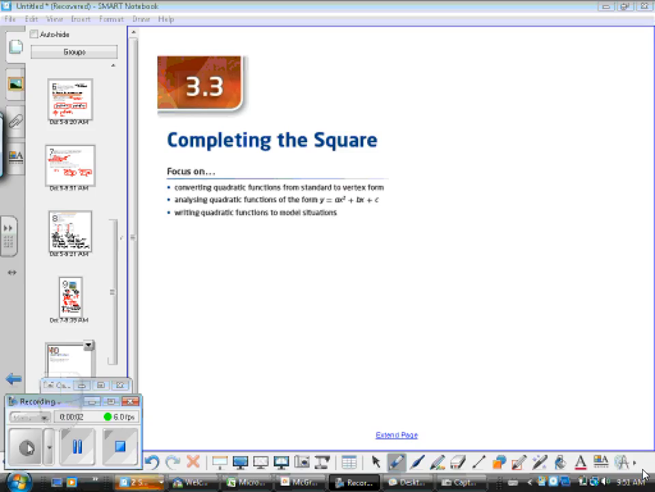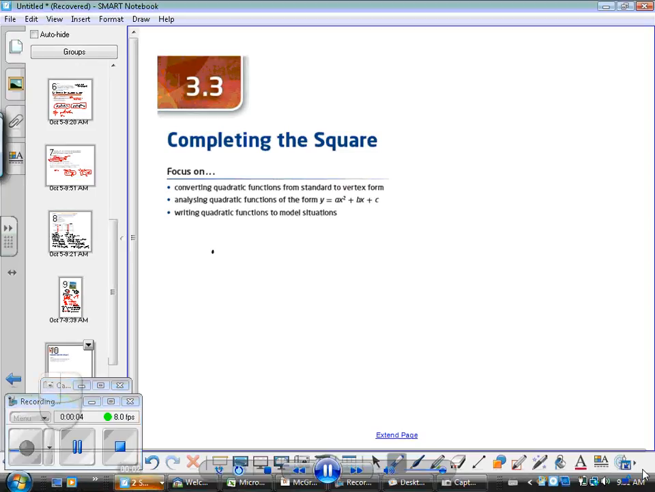Okay, this is the lesson for 3.3. I had a little bit of an issue with the sound, so I'm just going to have to do a little voiceover onto it. Okay, this is a section on completing the square.